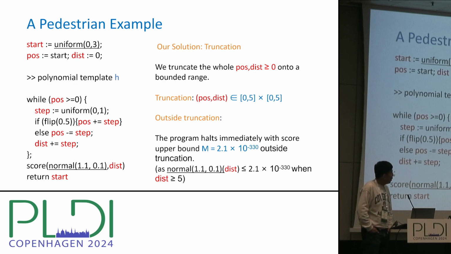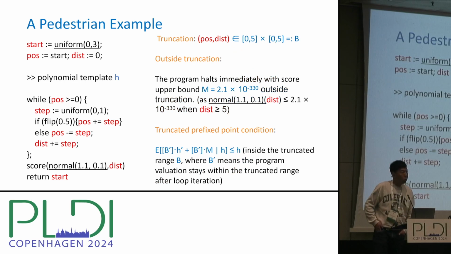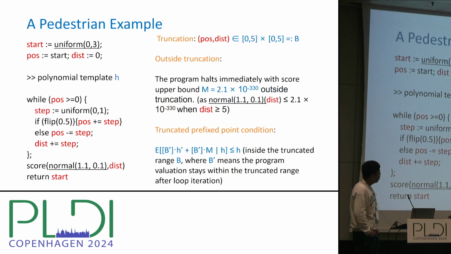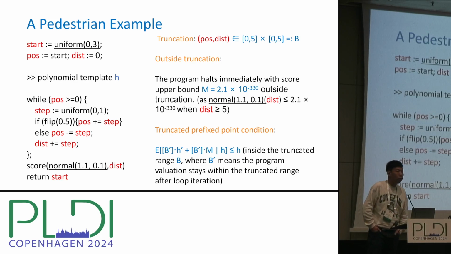So this bound can be derived by looking at the monotonicity of this program. So it can be easily derived, and then with this truncation range and also this upper bound, we then solve this problem only over this truncated range. So here we see that this truncated prefix point condition.